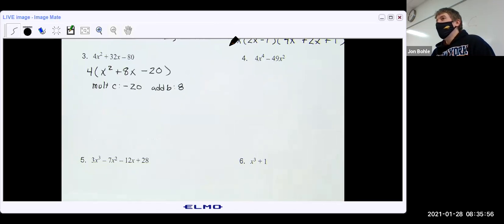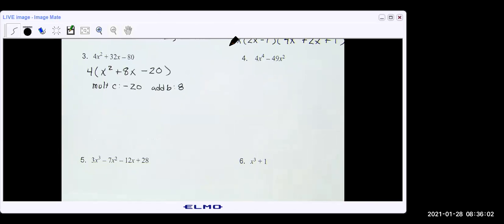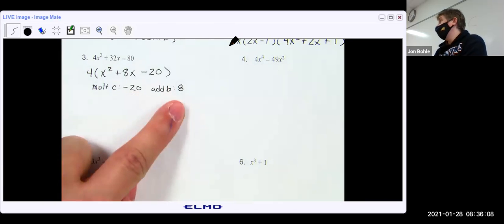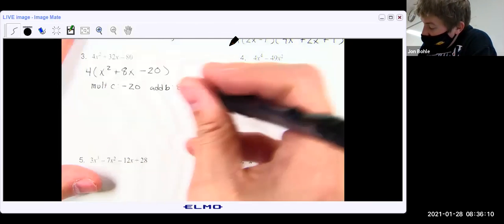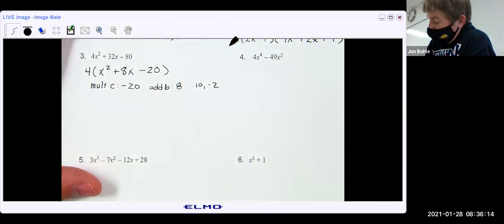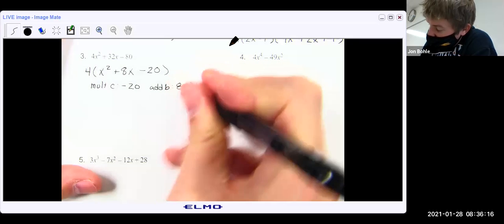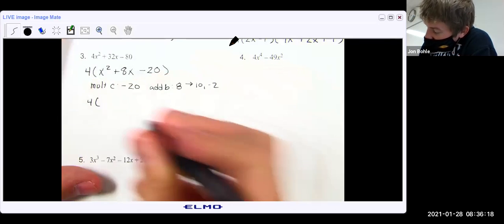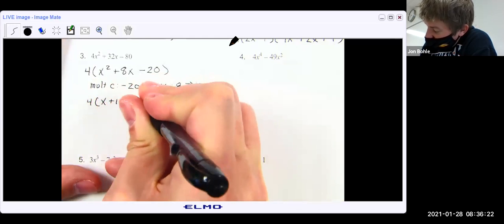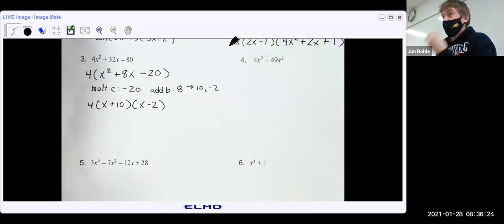12 and 8 multiply to 96. 10 and negative 2. So 10 times negative 2 is negative 20, and 10 plus negative 2 is 8. So my combination is 10 and negative 2. Since that's my combination, my factors are going to be x plus 10, because that's a positive 10, and x minus 2, because there's a minus 2.